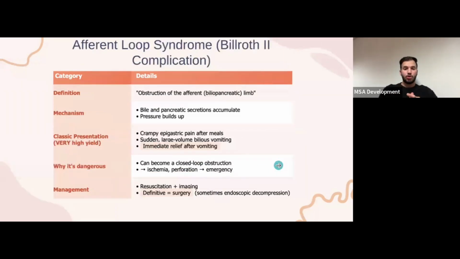Now, afferent loop syndrome usually happens after Billroth 2. What do we mean by it? It's an obstruction of the afferent limb where the bile and the pancreatic secretions accumulate, and the pressure, of course, will build up. How do they present? Crampy epigastric pain. We have sudden bilious vomiting, and the patient does get relief after the vomiting. This is a very important point. Here after vomiting, the patient is relieved.